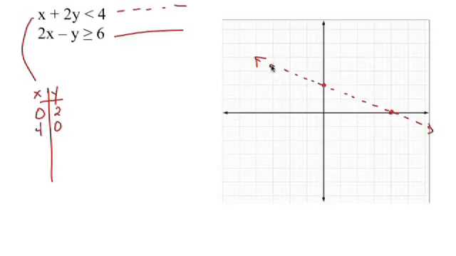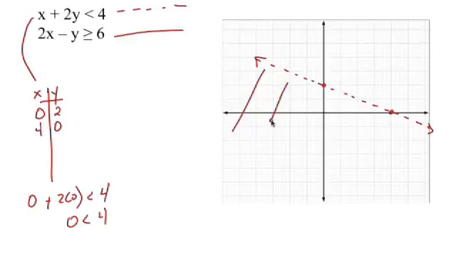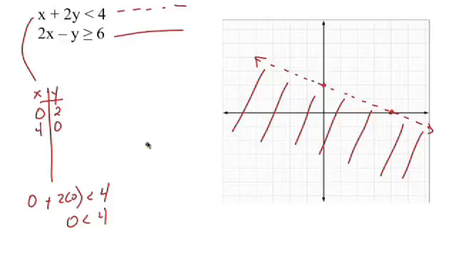And then we're going to test that point 0, 0 in the original equation. So we get 0 plus 2 times 0 is less than 4. So 0 is less than 4. And finally, that's true. So we do get to shade on the same side that 0, 0 lies on. Okay. Now the second one, we'll change colors.